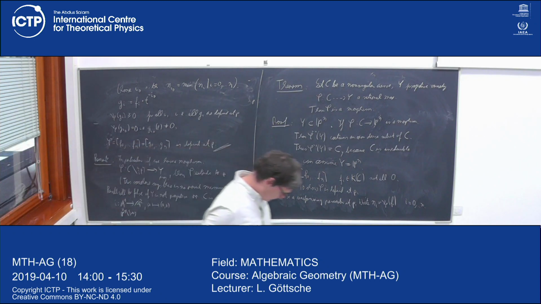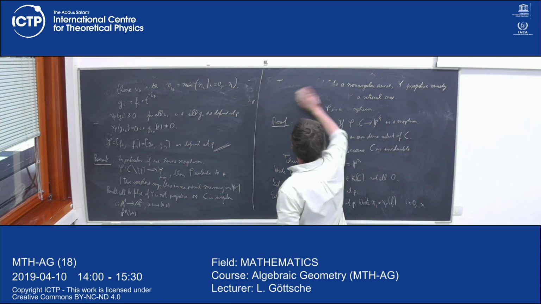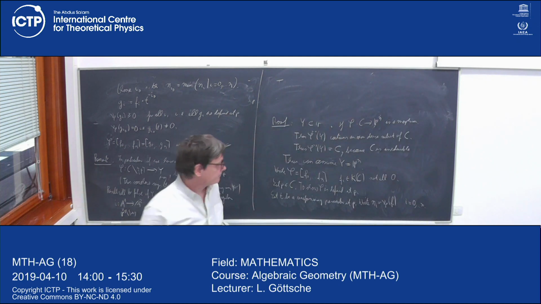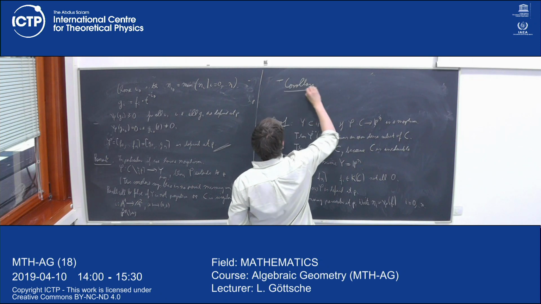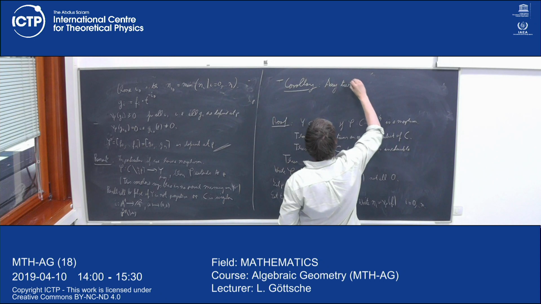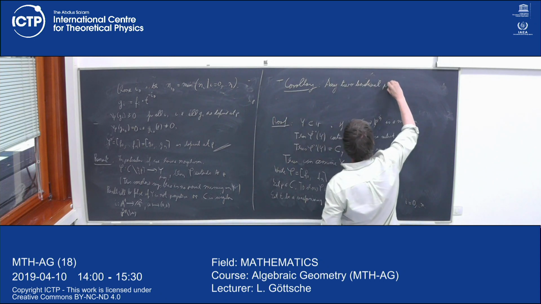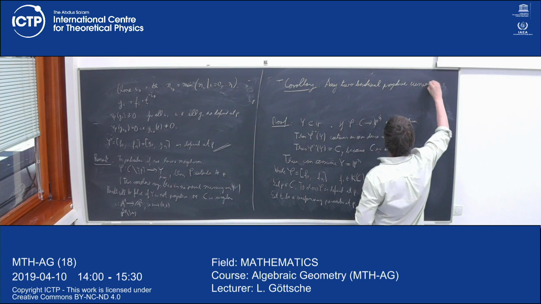So we cannot extend this map from P1 minus infinity to P1. Okay. So, as a corollary, we also find that any two birational projective curves are isomorphic.